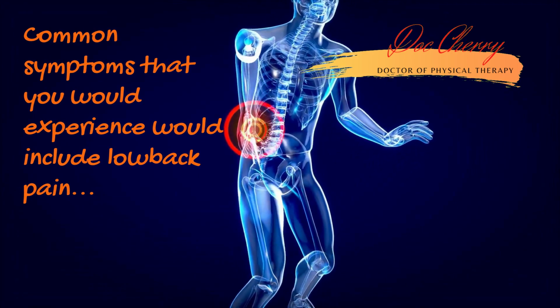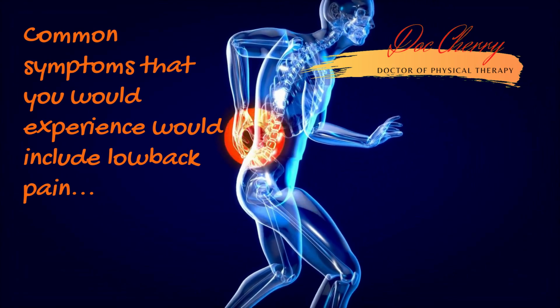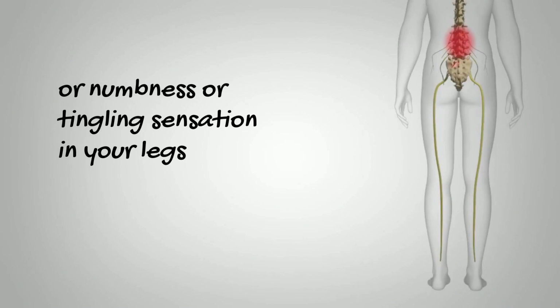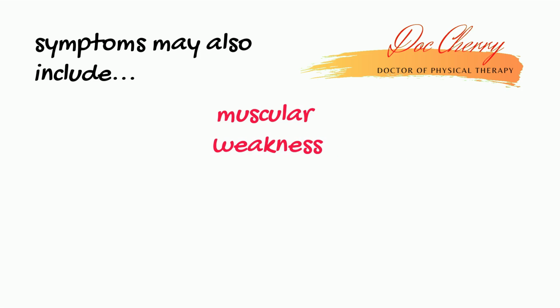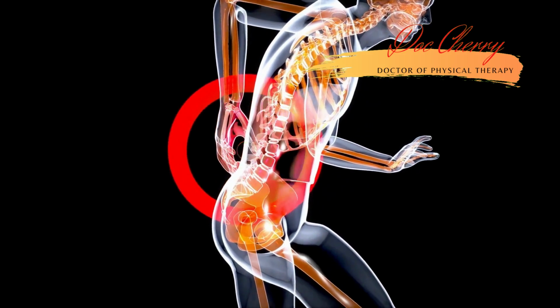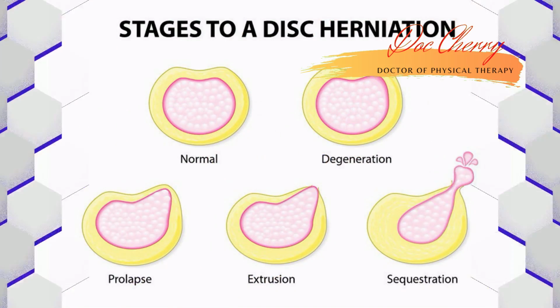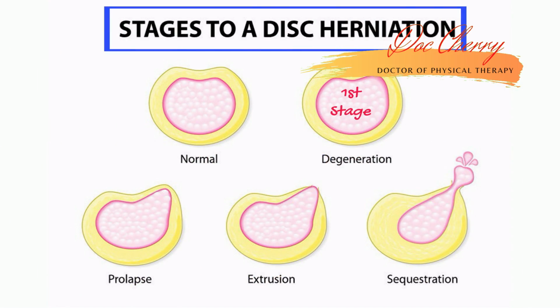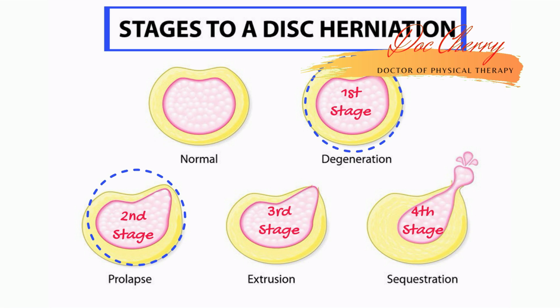Common symptoms that you're going to feel would include low back pain and sometimes numbness and tingling sensation if the disc herniation is severe enough to compress your spinal nerve roots. Symptoms may also include muscular weakness and loss of reflexes. The symptoms that you feel depend upon the stage of the disc herniation. We have 4 stages, namely degeneration, prolapse, extrusion, and lastly sequestration. Stage 1 and stage 2 are considered incomplete disc herniation, and stage 3 and stage 4 are considered complete herniation.